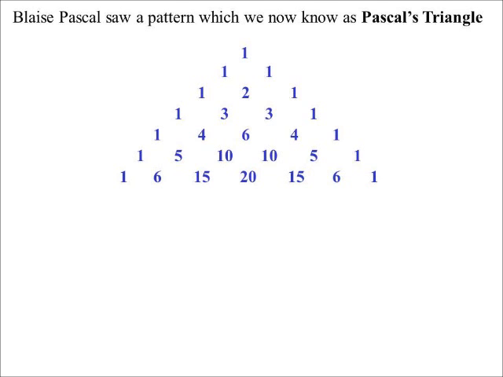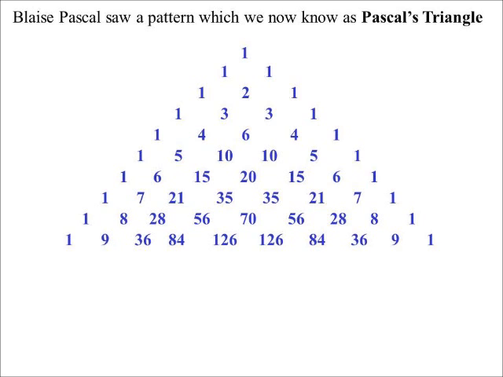So it starts with 1. There's 1, 1. Ooh, 1, 2, 1. Ooh, it gets very exciting. 1, 3, 3, 1. 1, 4, 6, 4, 1. 1, 5, 10, 10, 5, 1. 1, 6, 15, 20, 15, 6, 1. That's a nice row. I think I like that one. 1, 7, 21, 35, 35, 21, 7, 1. Here comes 8. Lovely. 9. That's a beauty. You've got to like that one.